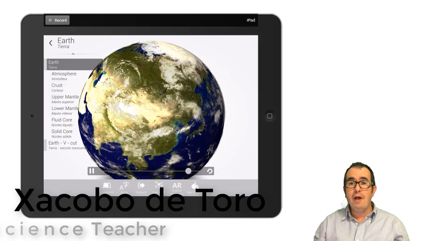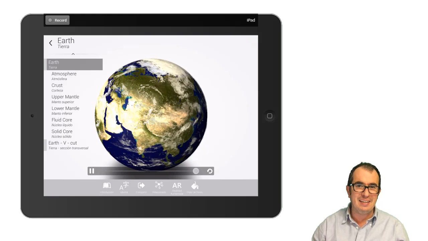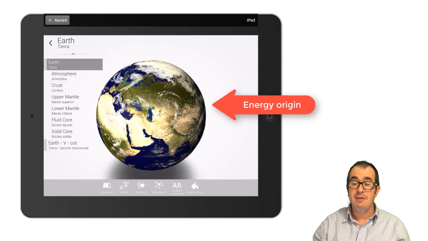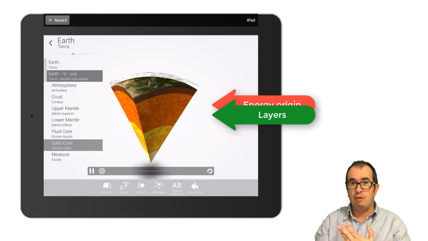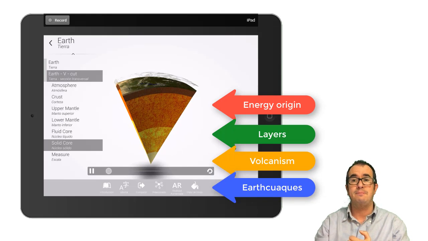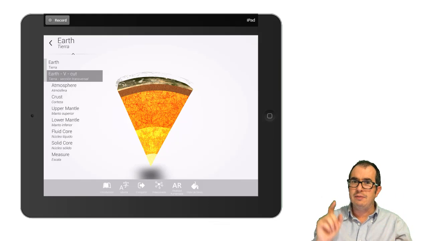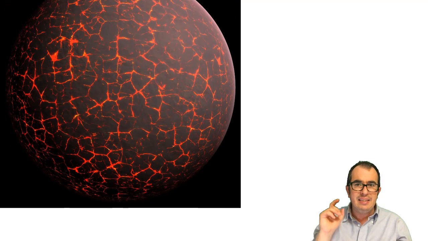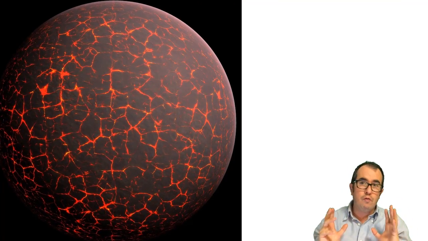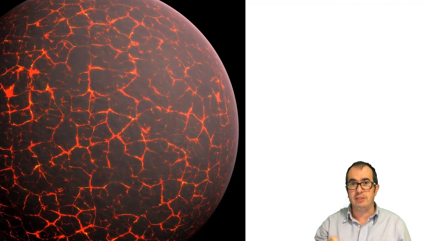In this chapter, we are going to learn a lot of things about the inside of our planet Earth, like what is the origin of its energy, how many layers has it got, or what causes volcanoes and earthquakes. But a good start is to explain that most of the energy inside the Earth comes from residual heat from when the planet was formed, around 4.5 billion years ago.